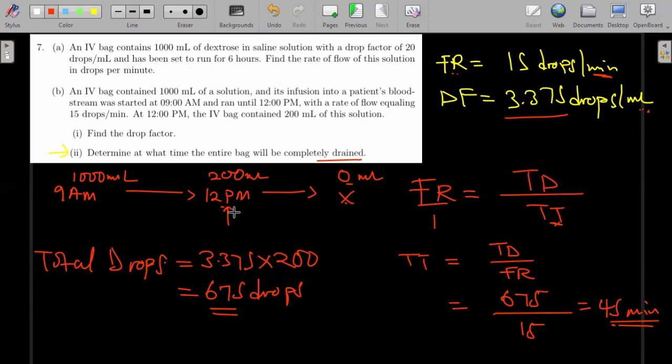So if this is 12 p.m., and it takes 45 minutes to finish, at what time will that volume finish? The volume will finish at 12 p.m.